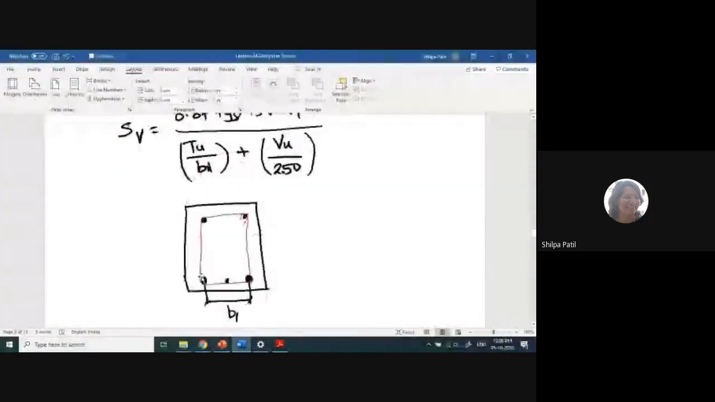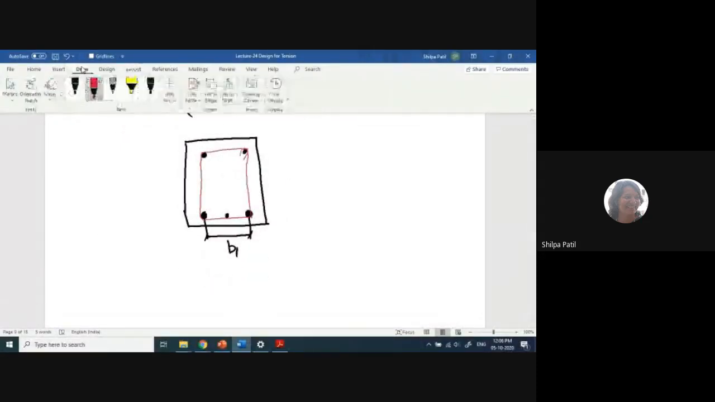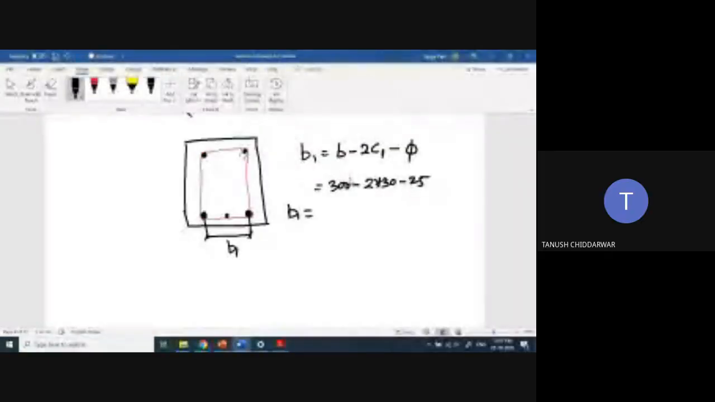So I will simply write down here the formula of B1 as B1 is equal to B minus 2C1 minus 5. Okay. So B is 300 minus 2 into 30 minus 25. What is B1? 215. B1 we have already calculated.